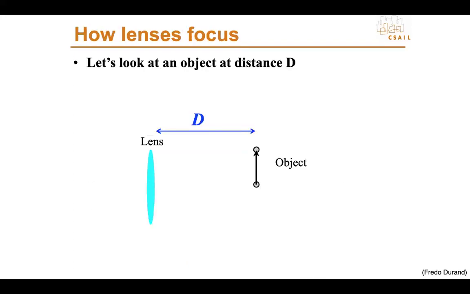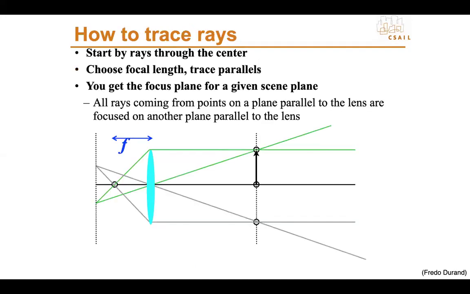So the idea is that imagine you have an object at a distance d, right? And then what we want is that the rays that come from a point in this object at distance d, the rays that pass through the center of the lens, are going to arrive at a point in the image plane. And we want all the rays that go parallel to the lens to arrive at the same point. And this is exactly how we focus.